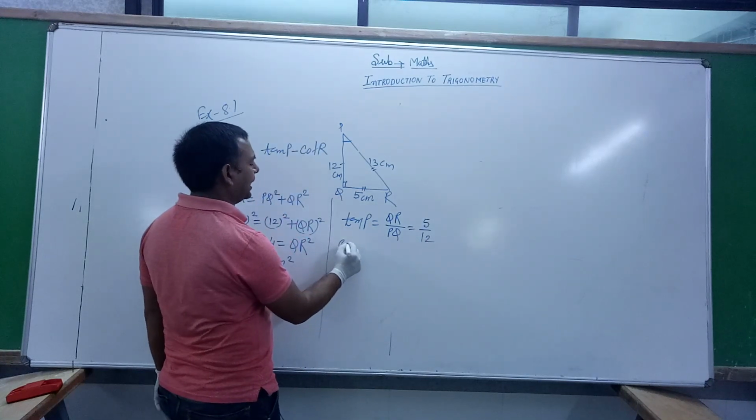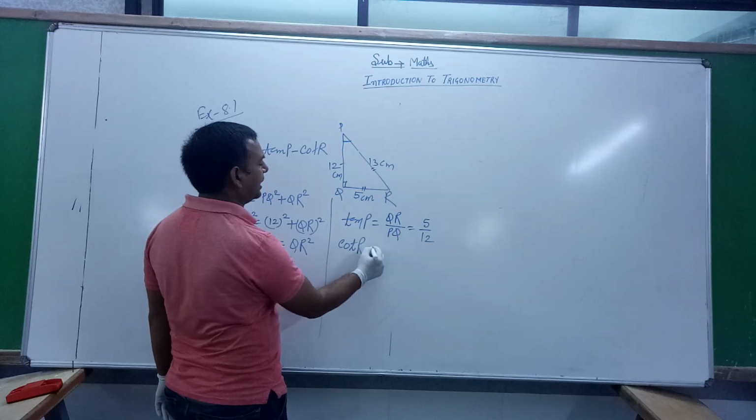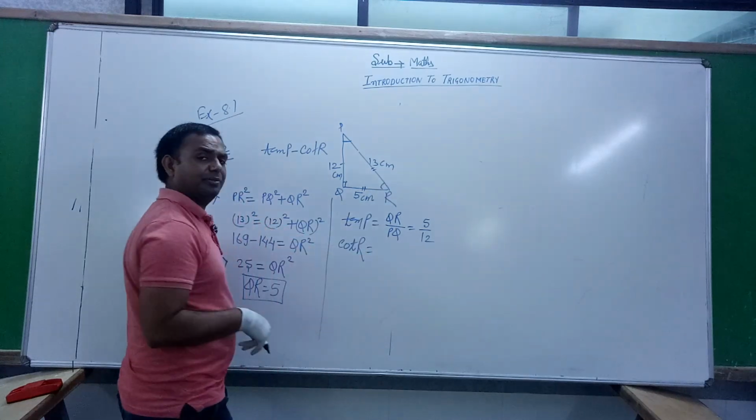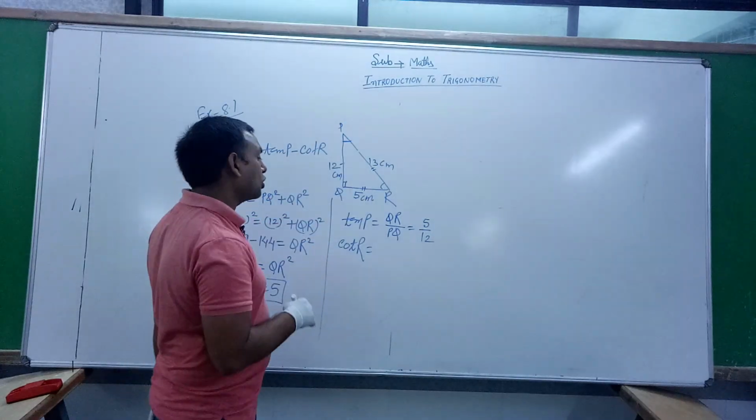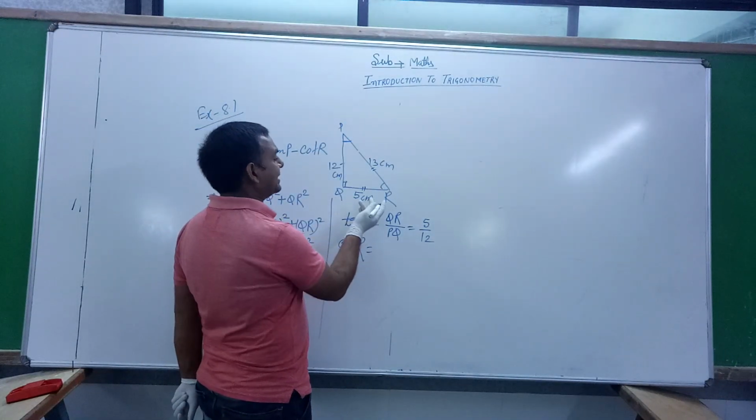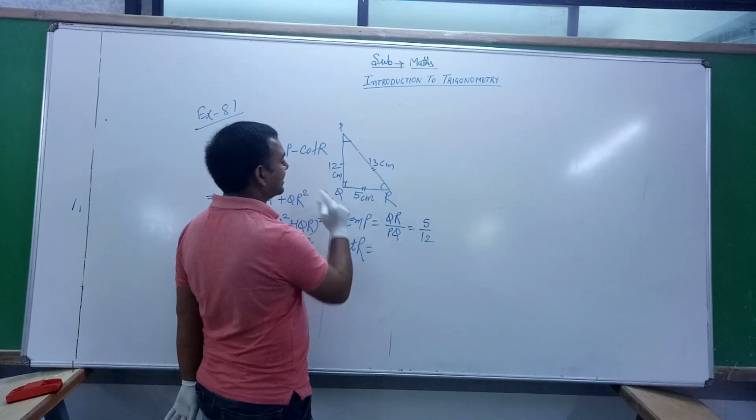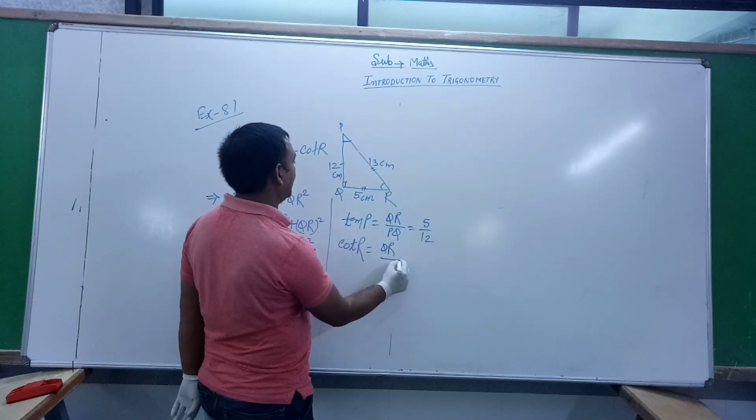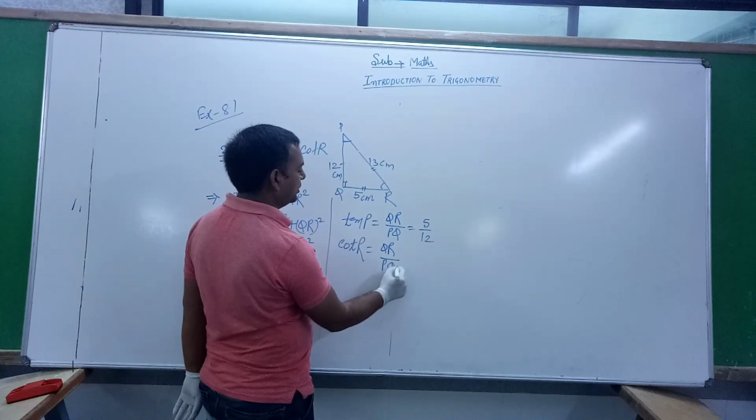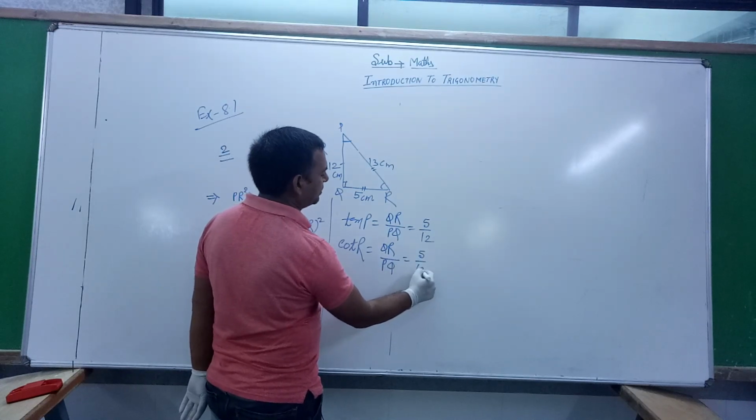After that, cot R. In the case of cot R, you take that angle. If you take that angle, this is the altitude and this is the base. So cot R is equal to base upon altitude, or base upon hypotenuse. So this is equal to QR divided by PQ, which is also equal to 5 upon 12.